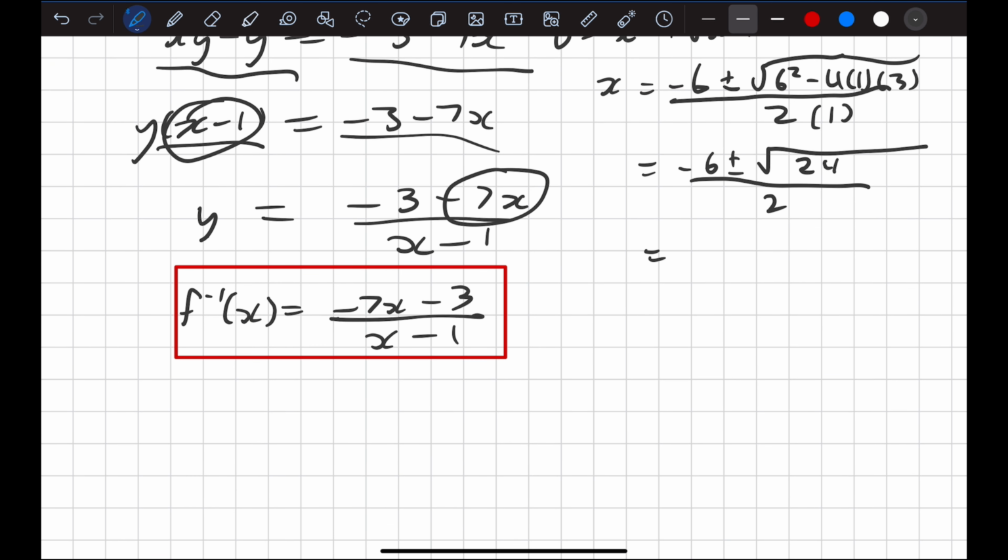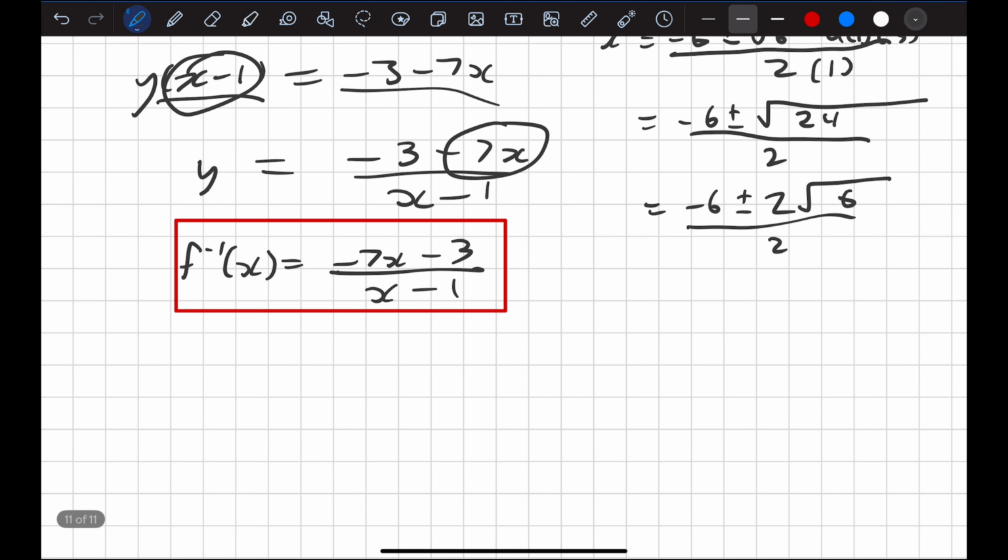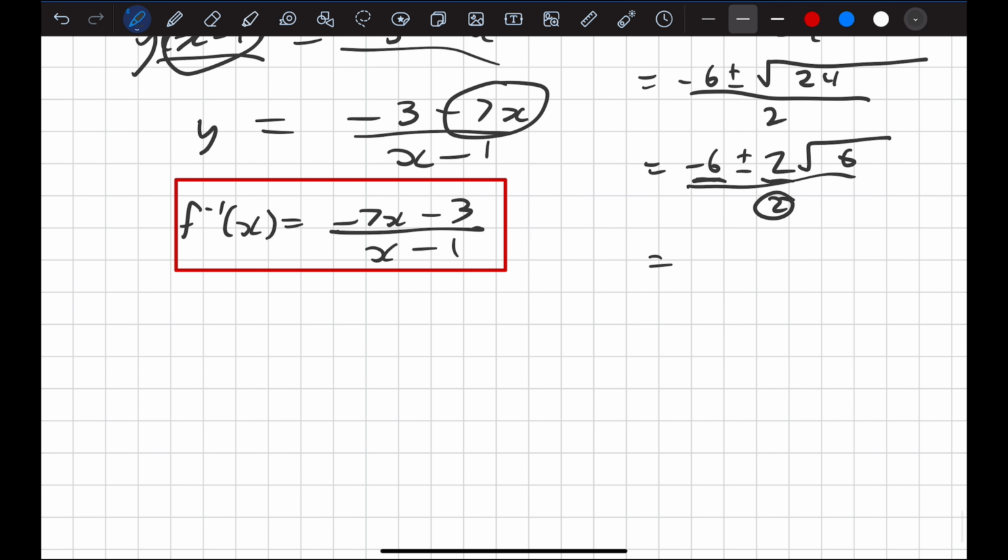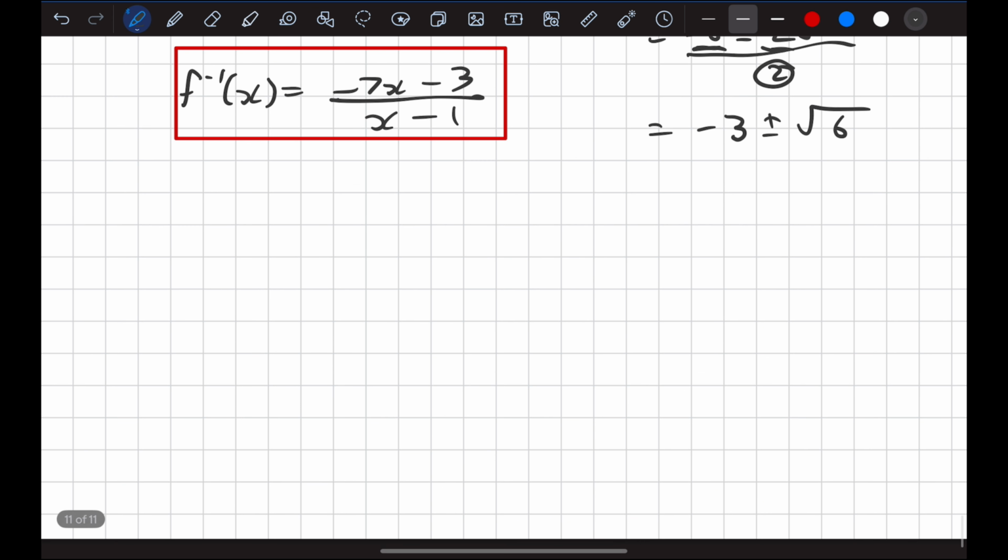So now we have negative 6 plus or minus the square root of 24. We can take out a 4, because 4 times 6 is 24, so we have 2 square root 6 over 2. Now we can simplify by dividing by the 2. It's going to equal negative 3 plus or minus square root 6. So our answer is ultimately x equals negative 3 plus square root 6, and x equals negative 3 minus square root 6.